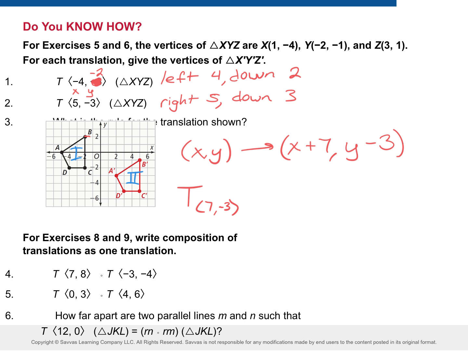2 more. I want you to combine 8 and 9. So you start with 2 translations. I want you to combine them into 1. All right. What's the trick on these ones? You just add them together, right? Add up the x's and the y's. So 7 plus a negative 3. 4. 8 plus a negative 4. 4. And since we started in this form, I want to write my answer in that form. Okay, and then number 9, 0 plus 4. 4. 3 plus 6. 9. Awesome.